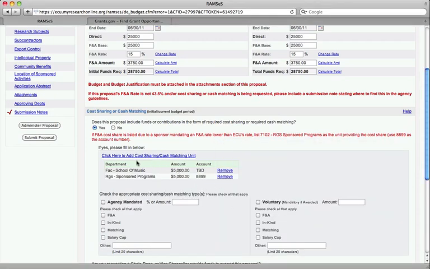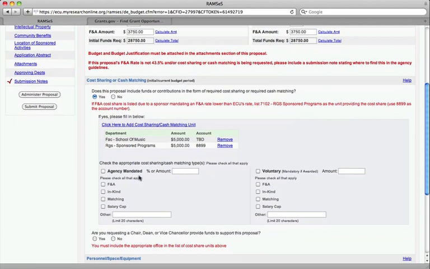Okay, so we put in cost share here. We make some notes about what it is. In this case, the agency mandated that we provide cost share from the School of Music, and that may have been simply matching. But ECU is also voluntarily cost sharing the F&A. So the voluntary cost share is, generally speaking, only going to be F&A.